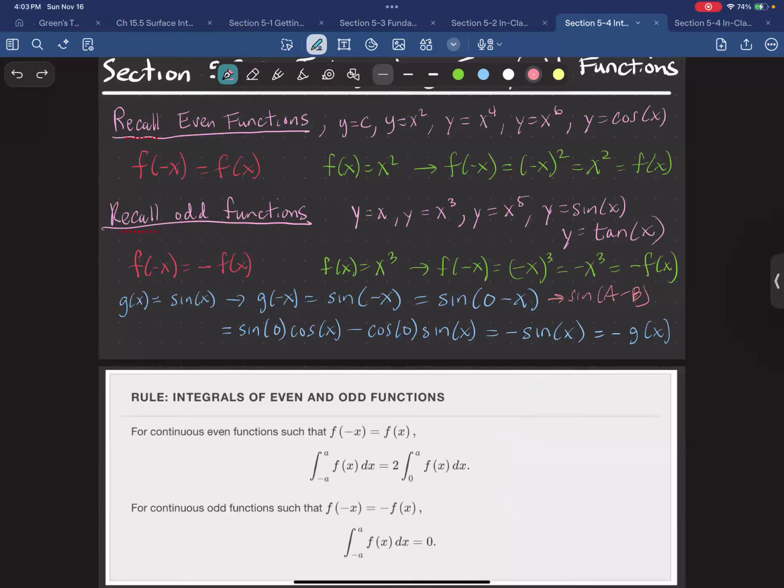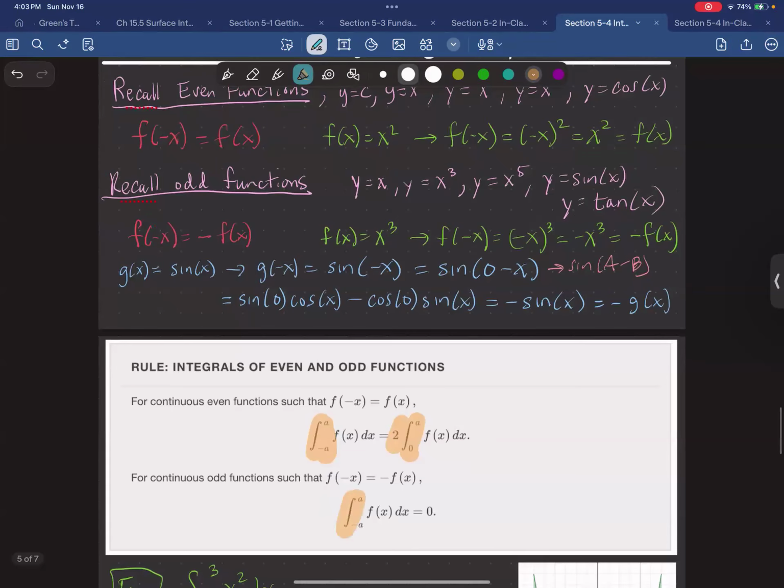When we do the even function, instead of doing this, we can do double 0 to a. And on odd functions, if you have negative a to a, it just always equals 0. Now, you never need to take advantage of this property, but sometimes, not necessarily in Calc 1, but Calc 2 or Calc 3, the work can get really tedious if you don't take advantage of these properties. But you don't have to use them. You can always calculate it and see that you get it.